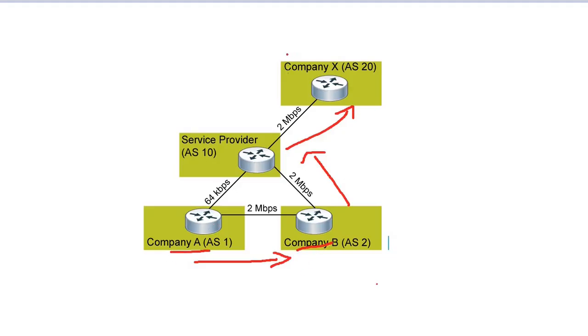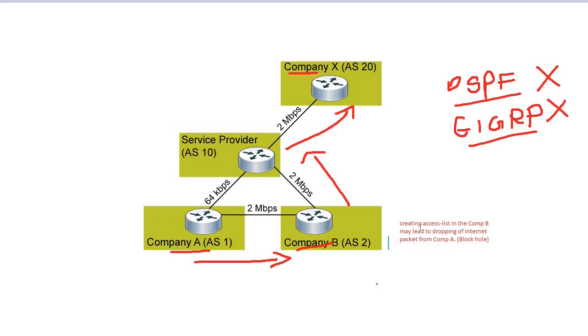To overcome this scenario, we have to use BGP. How can we see it here? Let us suppose you create an access list in company B; it may lead to dropping the packets coming from company A towards the internet. That may be like a black hole route. If company B receives anything from company A towards the internet, it will block it, and company A won't be able to understand why. So it's a kind of black hole, and the internet cannot be reached.